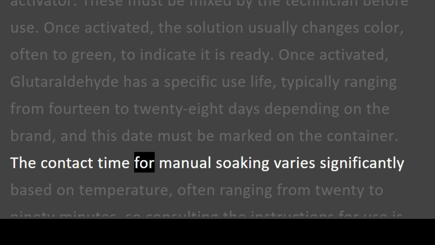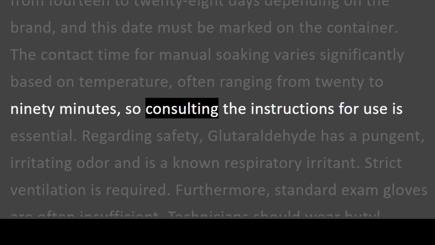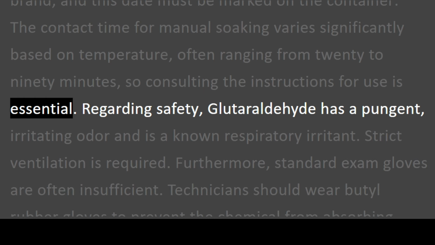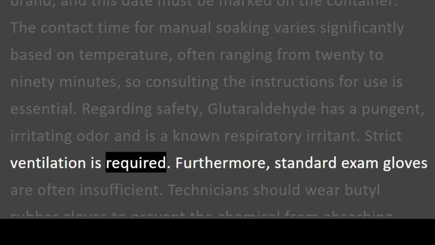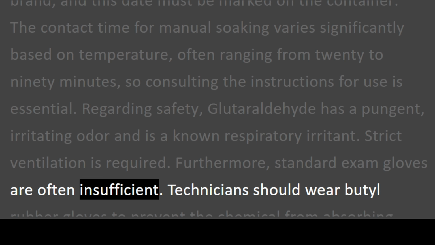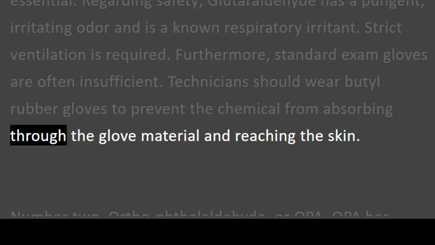The contact time for manual soaking varies significantly based on temperature, often ranging from 20 to 90 minutes, so consulting the instructions for use is essential. Regarding safety, glutaraldehyde has a pungent, irritating odor and is a known respiratory irritant. Strict ventilation is required. Furthermore, standard exam gloves are often insufficient. Technicians should wear butyl rubber gloves to prevent the chemical from absorbing through the glove material and reaching the skin.